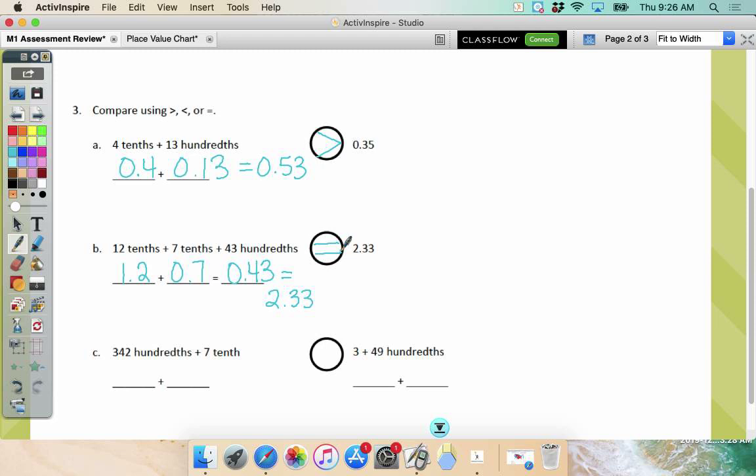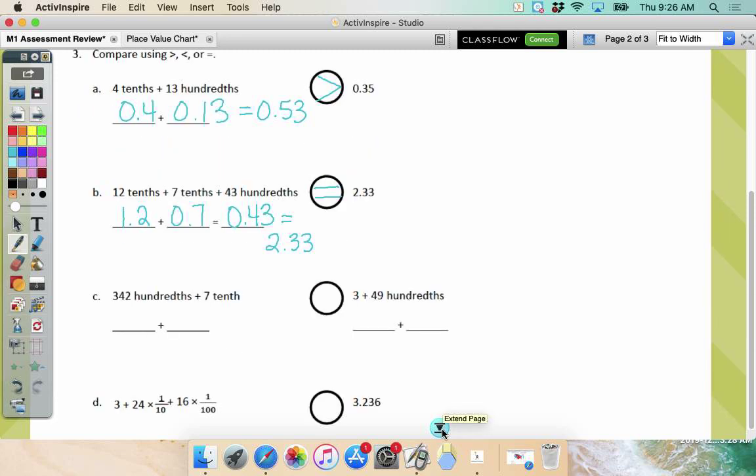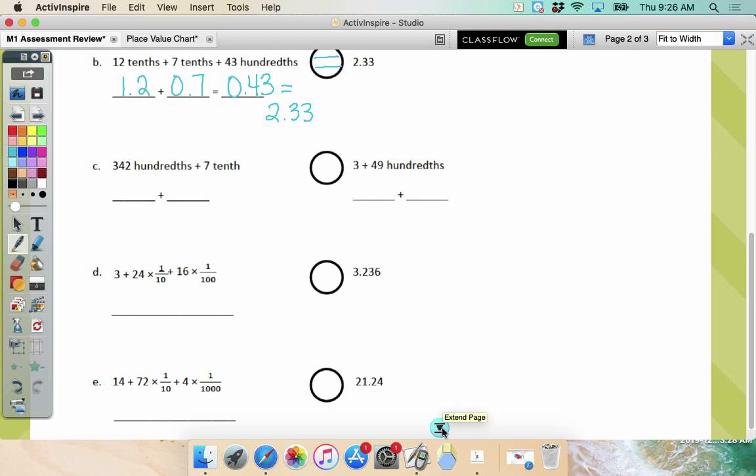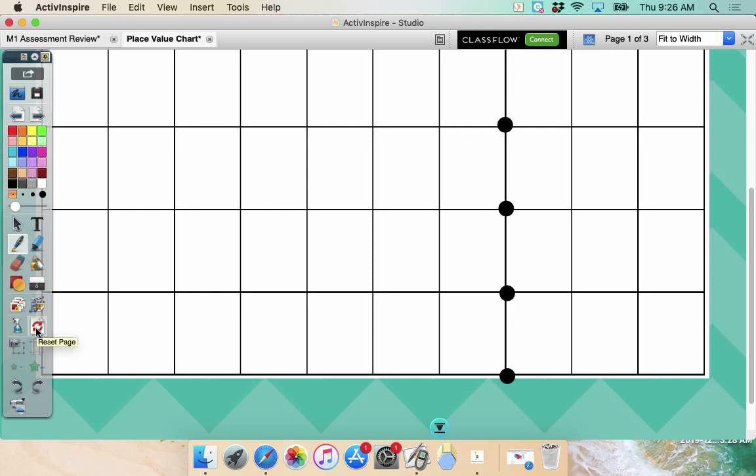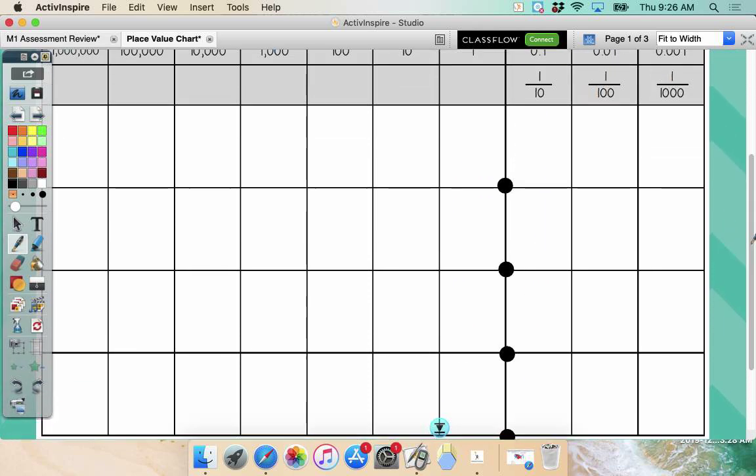Okay, let's go ahead and do C. So C says 342 hundredths. So the last digit I write is in the hundredths place. So is that correct? Okay. What's the next number? 0.7. Again, 7 tenths. Okay, and what's next? That's it. Oh, just 2.